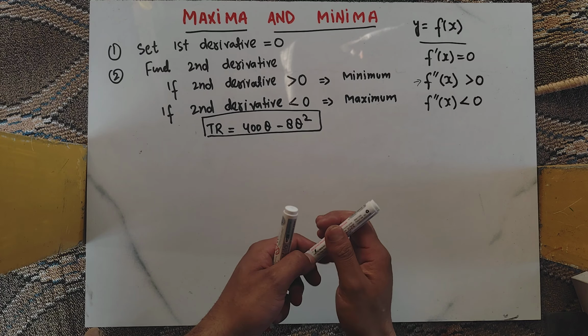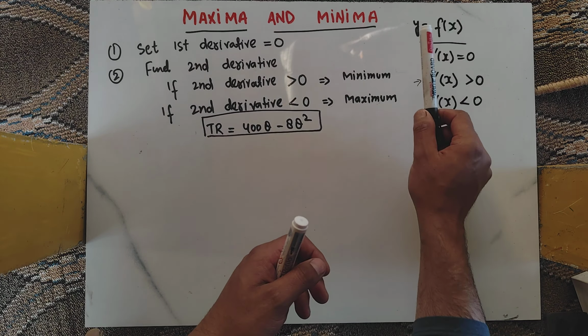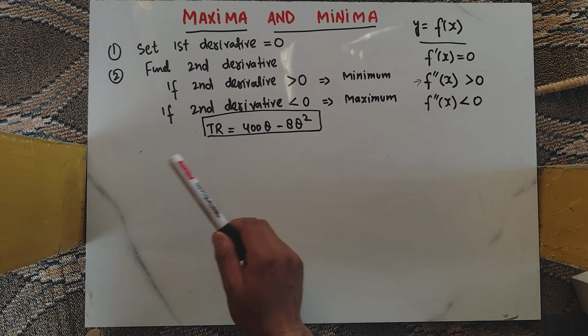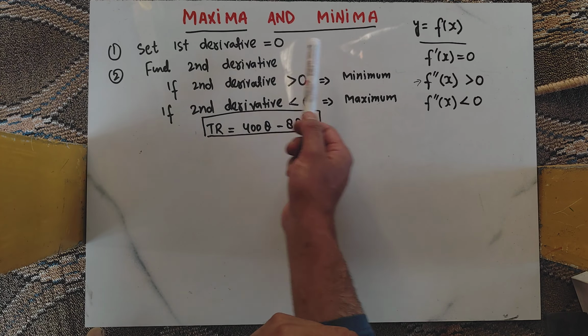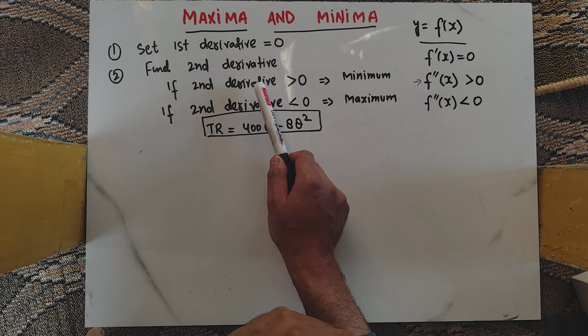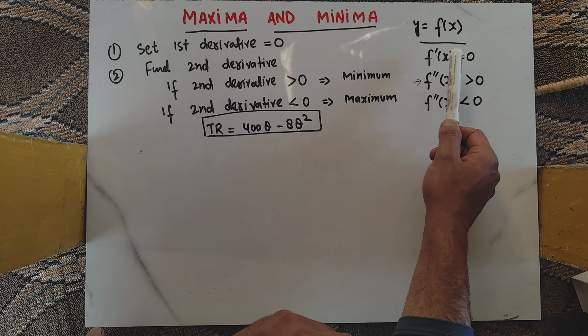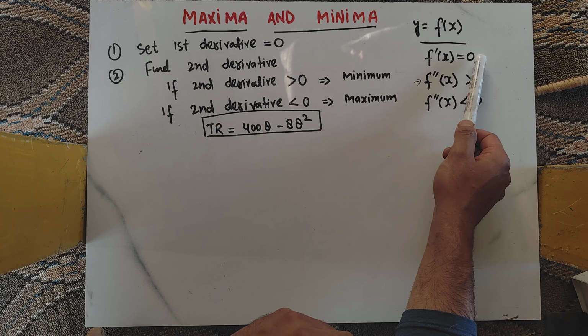In this video, we will learn about the maxima and minima of a function. If we have a function y is equal to f of x, the first step is we set the first derivative equal to 0, that is f prime x is equal to 0. Then we take the second derivative and evaluate it at the critical point that we find when we set the first derivative equal to 0.